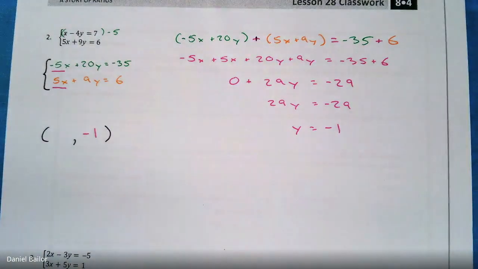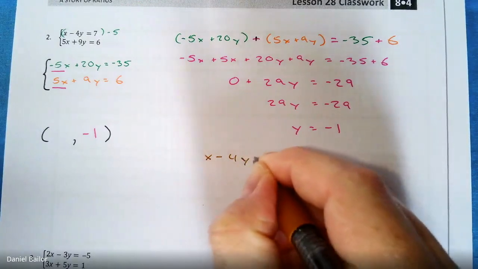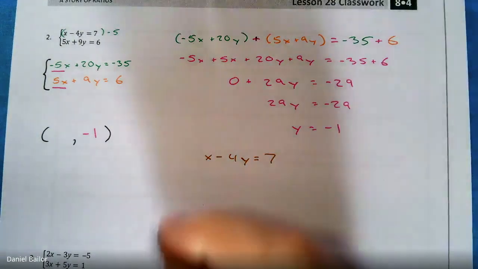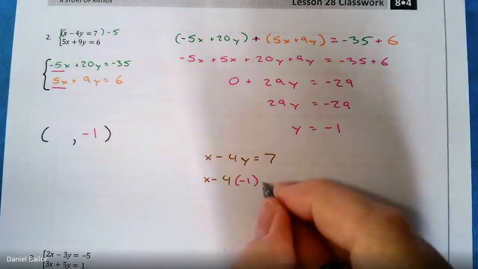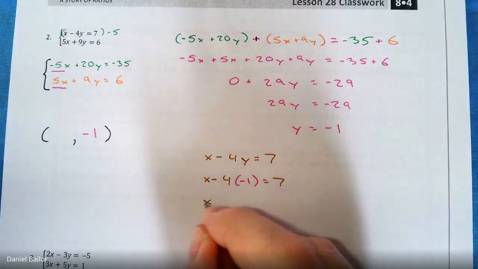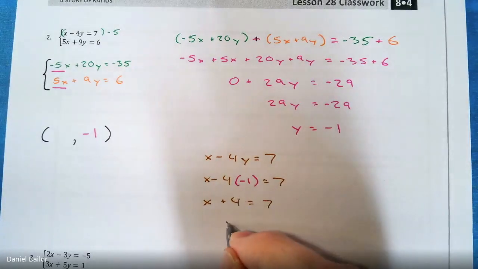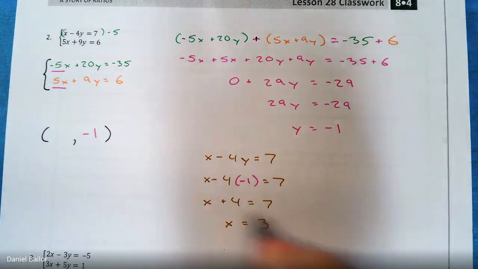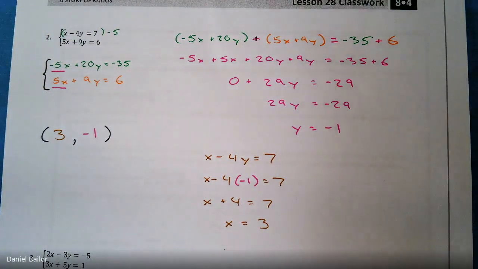Now to find the x part, I take the -1 and I put it back into one of my equations. I'm just going to put it back in the top one. x minus 4y equals 7. Only this time the y is going to be -1. So I get x minus 4 times the -1 I got equals 7. So that's -4 times -1 is +4. Then I do -4 to both sides. That gives me x by itself. It's the subtraction property of equality. 4 minus 4 is 0. 7 minus 4 is 3. So x is 3. That is the solution that you should have gotten as well.